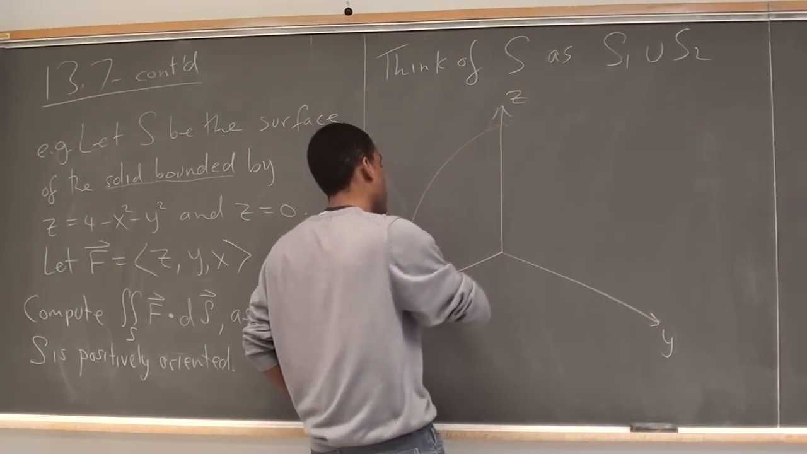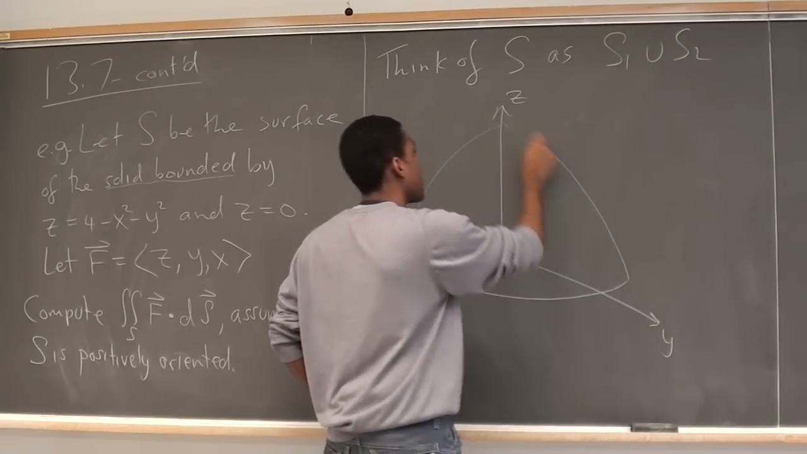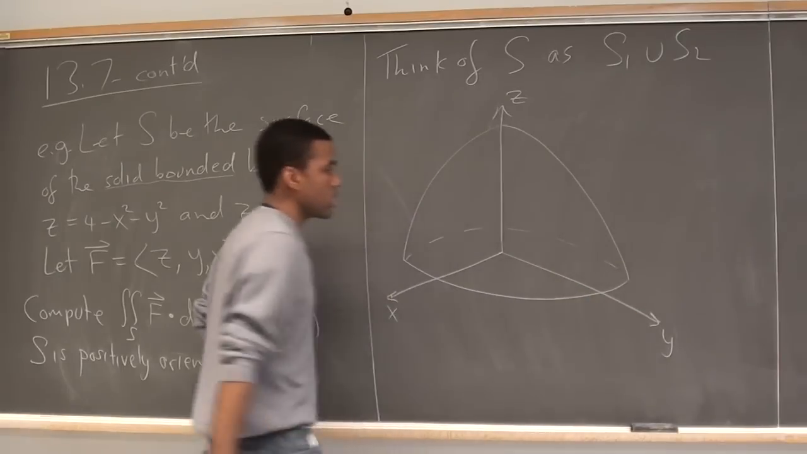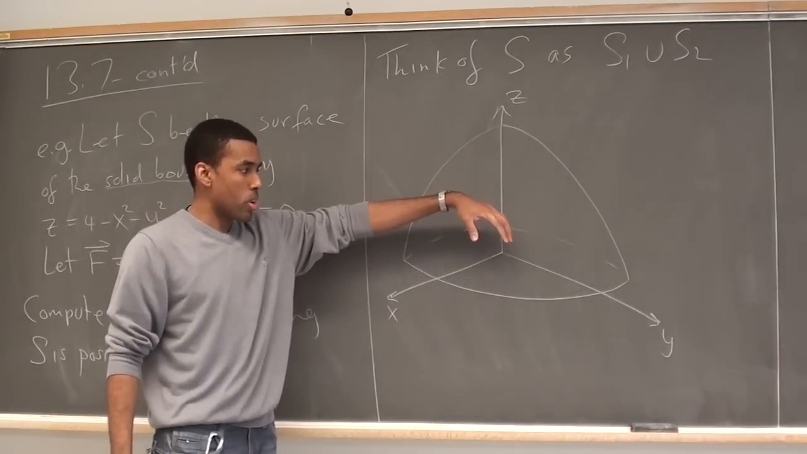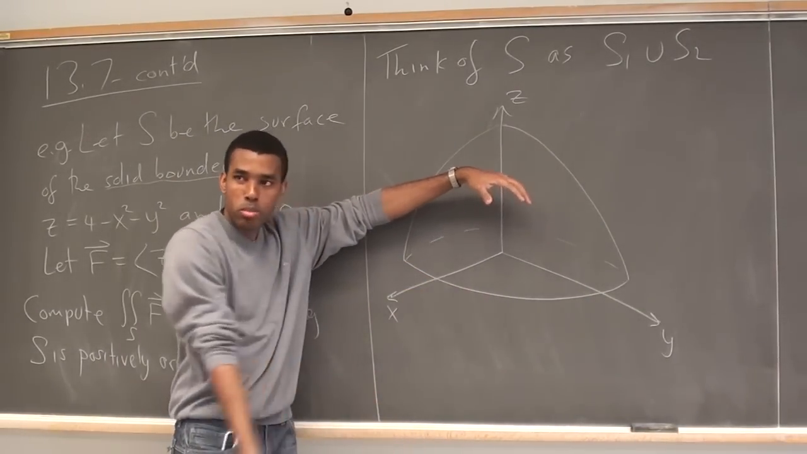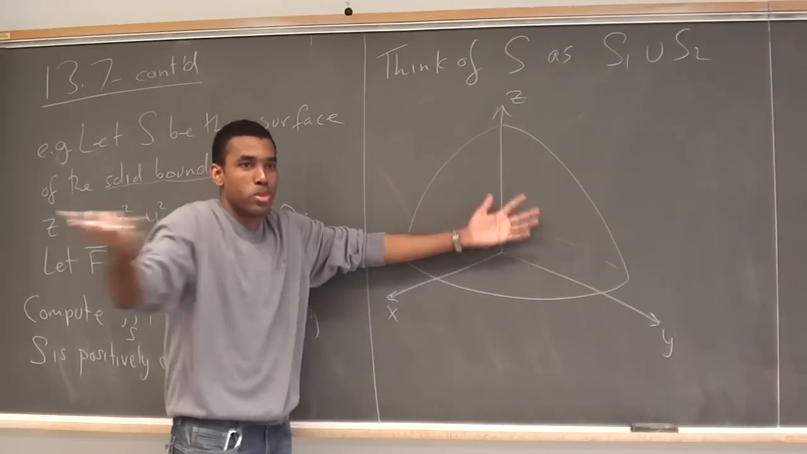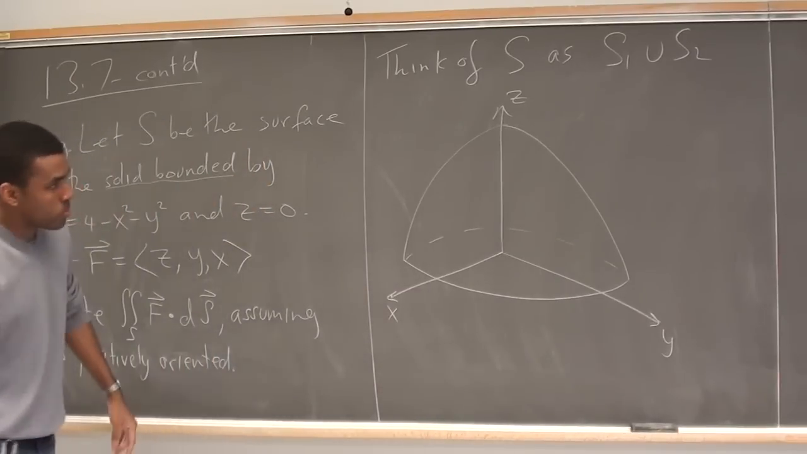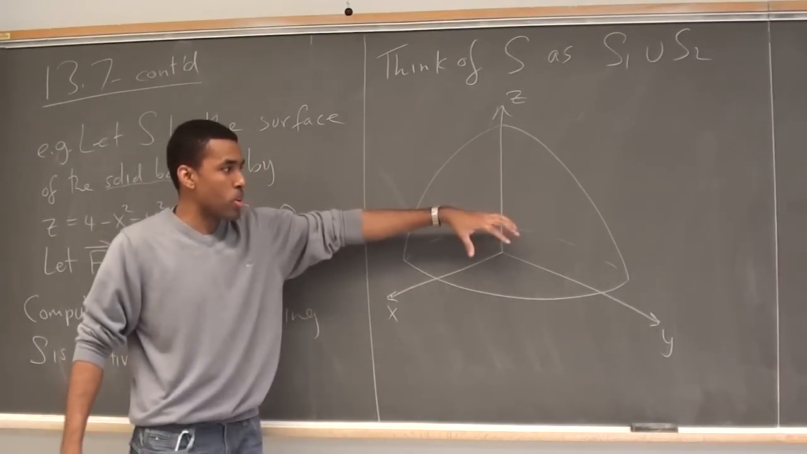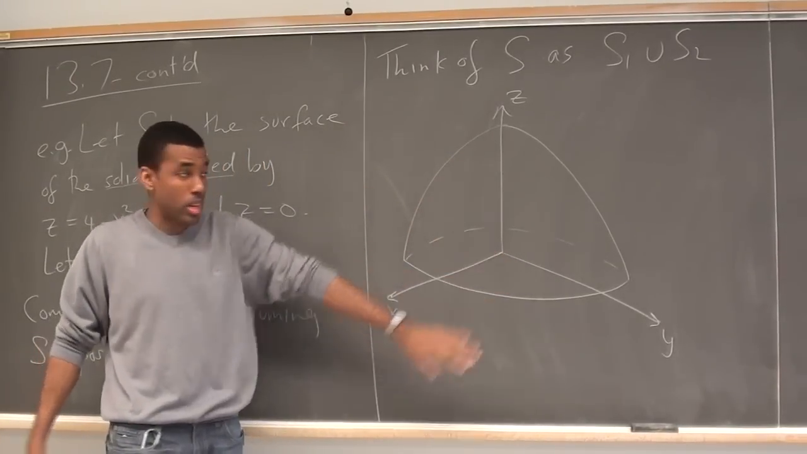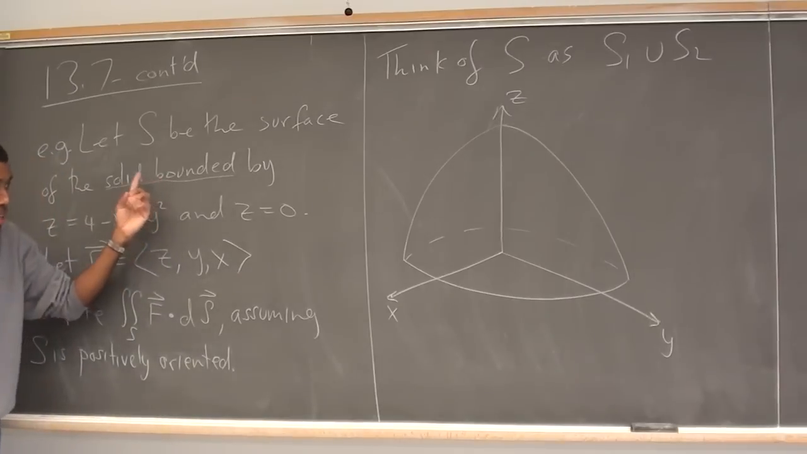All right, so this guy looks sort of like this. I couldn't just think of the paraboloid because then the bottom would be open. It wouldn't be the boundary of a solid. And I couldn't just think of the cylinder because then the top would be open. It wouldn't be the boundary of a solid. So a lot of people would just do it for the paraboloid and then forget to do it for the bottom. You can't do that because the question is phrased this way.